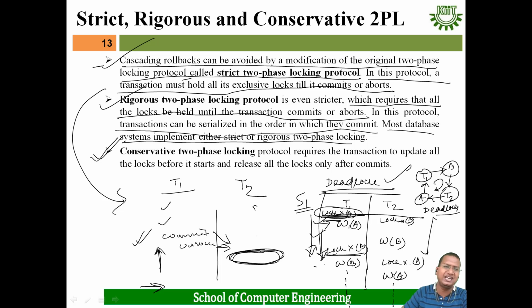But in real time, mostly strict schedules are used. Conservative two-phase locking protocol is not used because it behaves like a serial schedule. That means in a serial schedule, the problem is that CPU utilization is low. That's why whenever we use conservative two-phase locking protocol, the same problem appears. That's why conservative two-phase locking protocol is not used in real time.